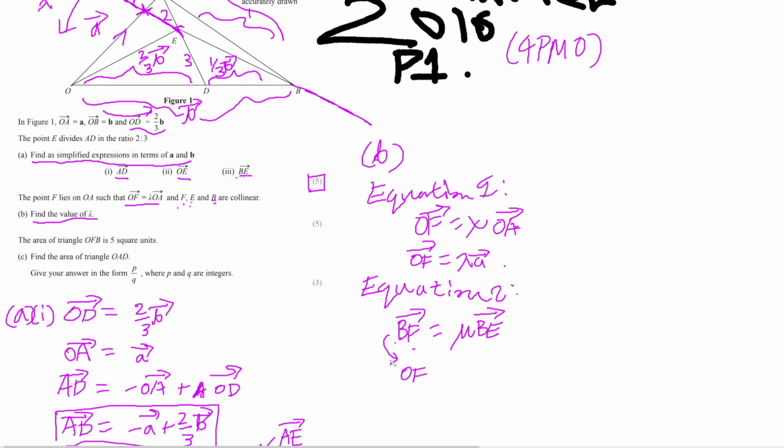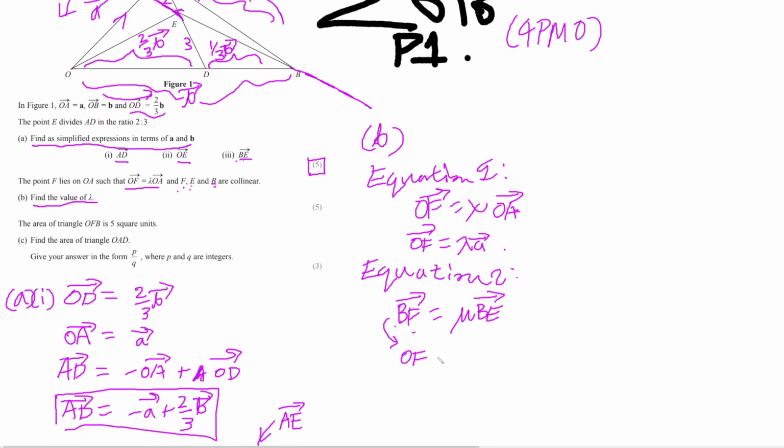Because to get from B to F, you must first go from B to O, and then from O to F. They are equivalent journeys. The vectors that represent those journeys, those displacements, will be the same. So OF is minus OB, going from B to O, plus BF, or OF is minus B plus mu BE.